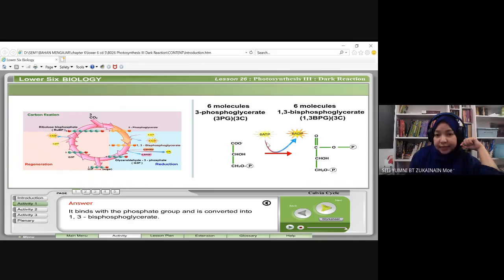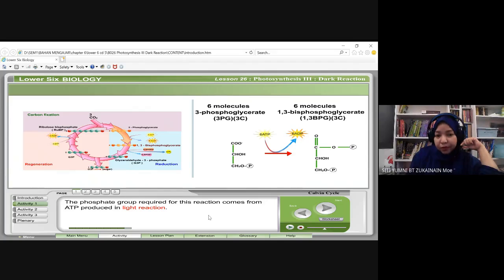We receive 6 ATP to become 6 ADP, because it is a reduction process. If you notice here, there is only one phosphate group at the 3PG, then when it receives energy in the form of ATP, another phosphate group is attached to the 1,3-bisphosphoglycerate. So that's why the name is 1,3-bisphosphoglycerate. We continue. Now, the phosphate group required for this reaction comes from ATP produced in the light reaction previously.